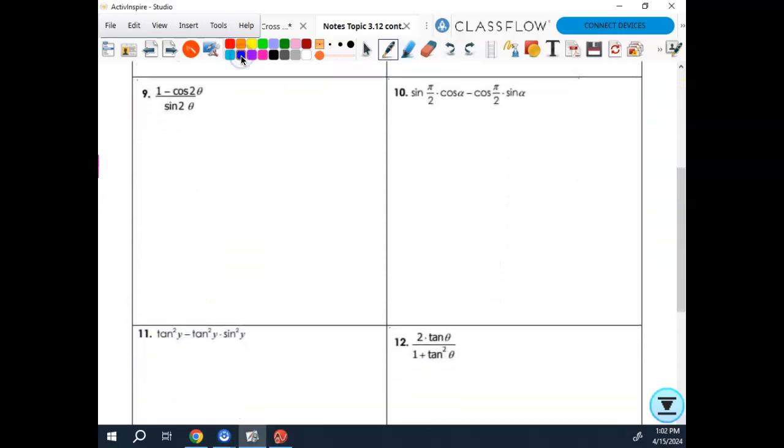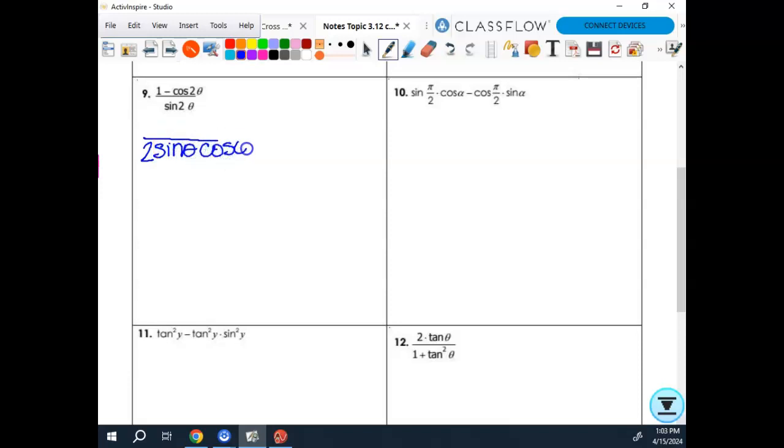So here on number 9, I have 1 minus cosine 2 theta over sine 2 theta. So you almost always want to get rid of your double angle stuff. At the end, it might come back to a double angle, but depends. All right, so let's try to think about some things. And again, I know that they're still pretty fresh to you, but in the denominator, I'm going to have sine of 2 theta. All right, that one starts with a 2. Anybody know what comes next? Sine theta times what?